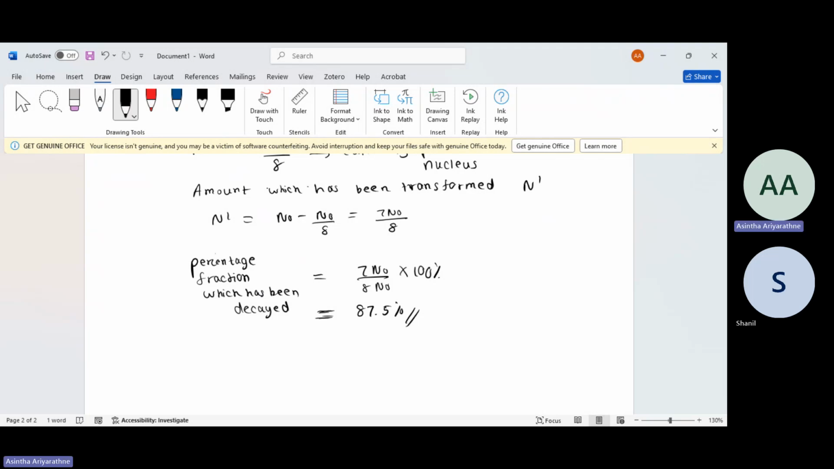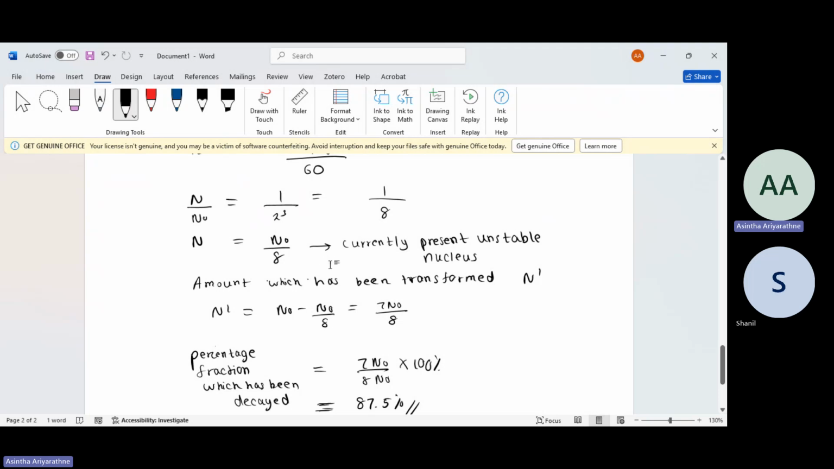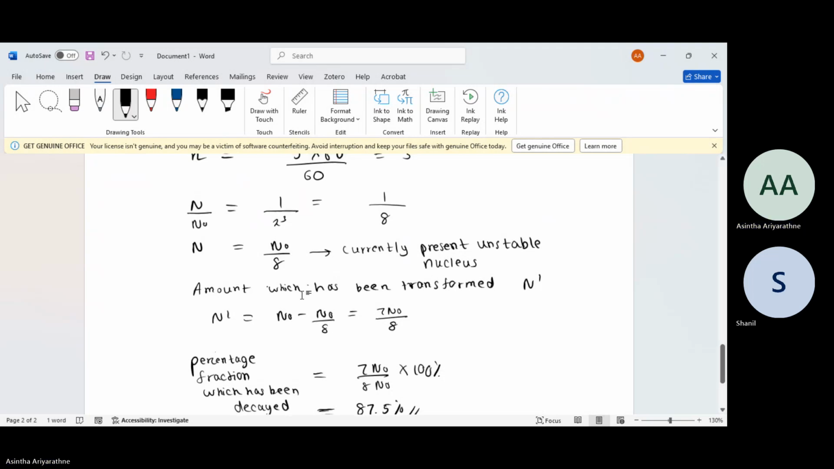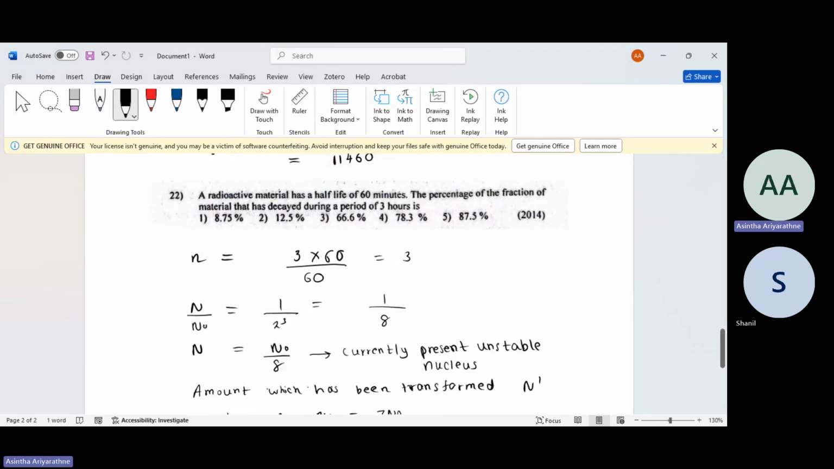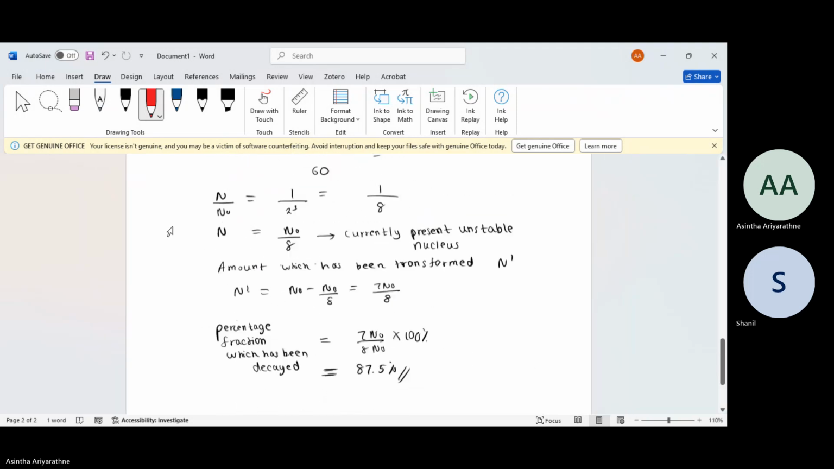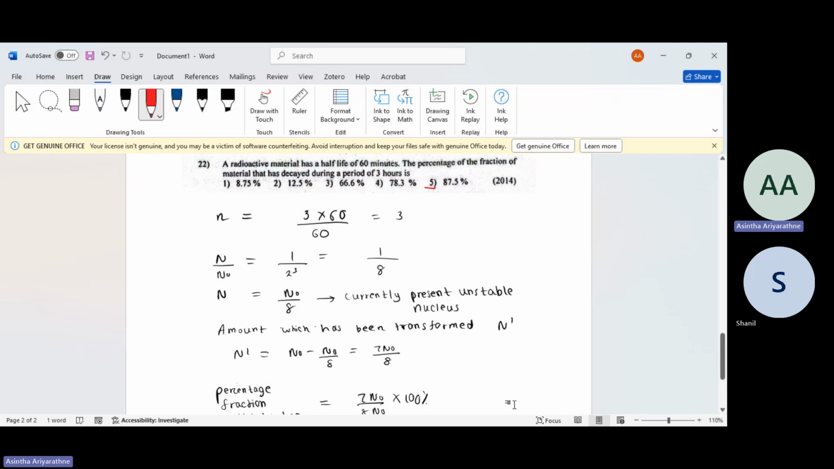From this expression, we would get the currently present unstable atoms. So to get the amount which has been transformed, we have to take the difference between the initial number and the currently present number, which is 7 N naught over 8. Fifth one is the answer.